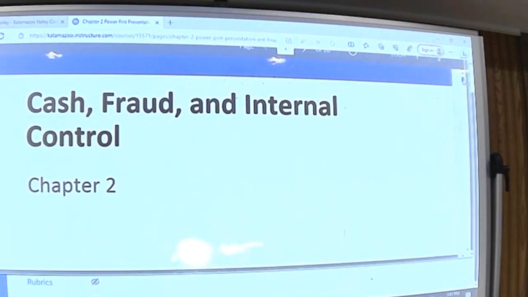Here's your second chapter. Chapter 2 has to do with cash as well as with fraud and internal control. Chapter 2 of your modules, however, if you want to reference your textbook, you want to go to Chapter 8 in your textbook for any background information.